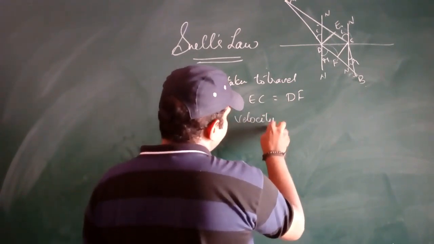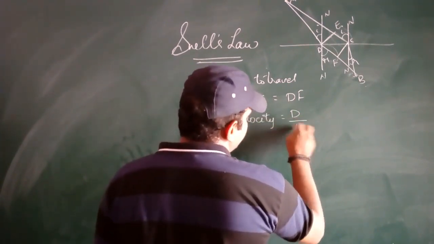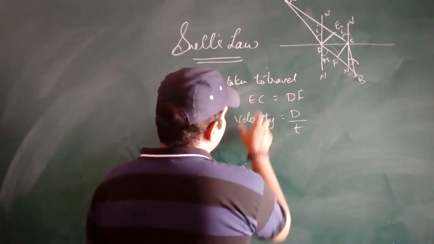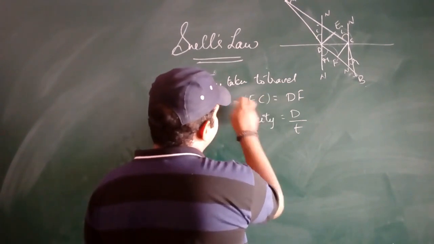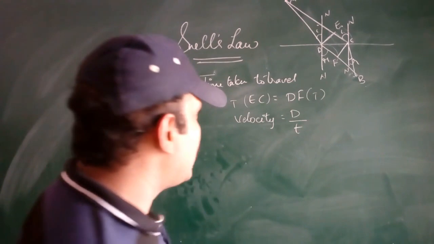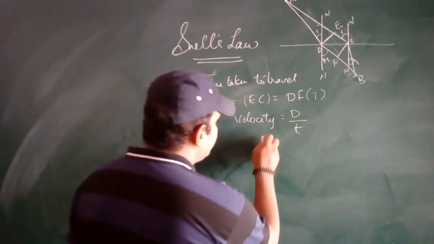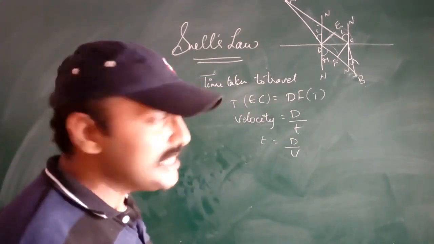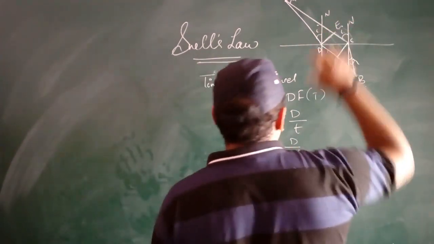Velocity is equal to distance by time, or displacement by time. So here, the time taken by the EC path is equal to the time taken to travel the DF path. So here 10t is equal to, I will write, distance by velocity.